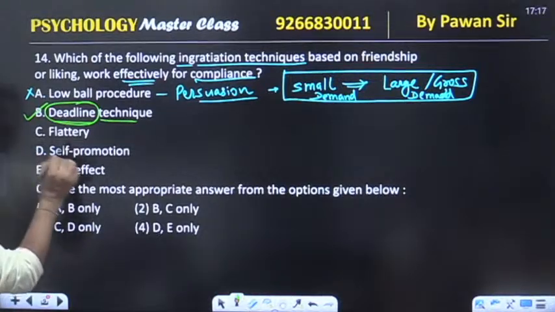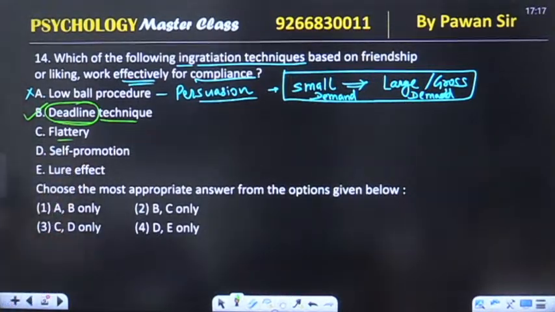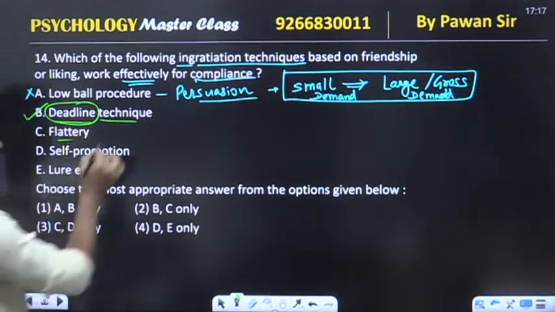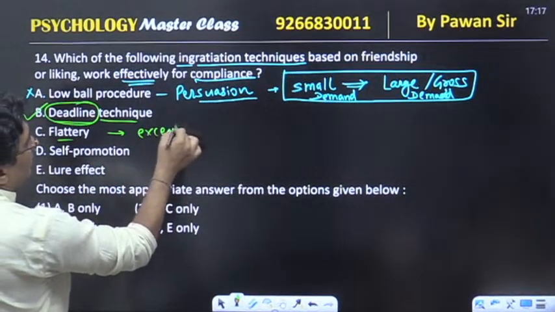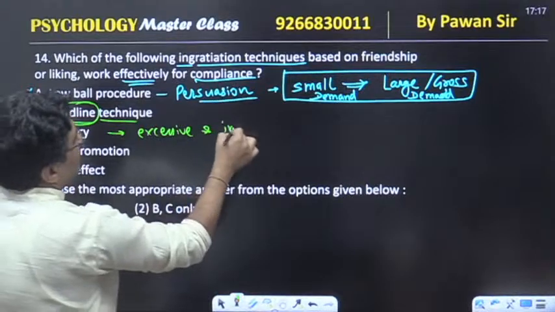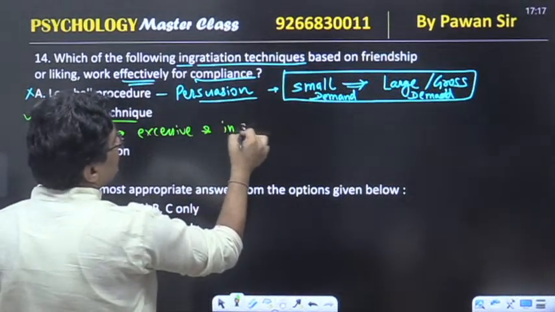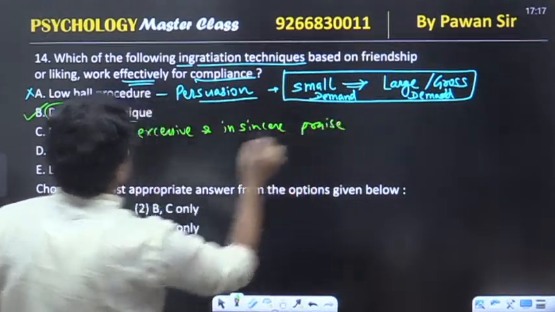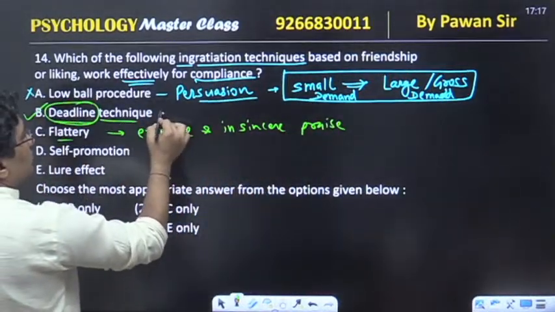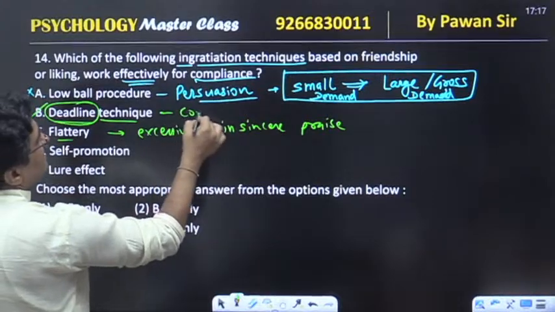Then comes the flattery. Flattery is a technique of excessive and insincere praise. So deadline is the technique for compliance.